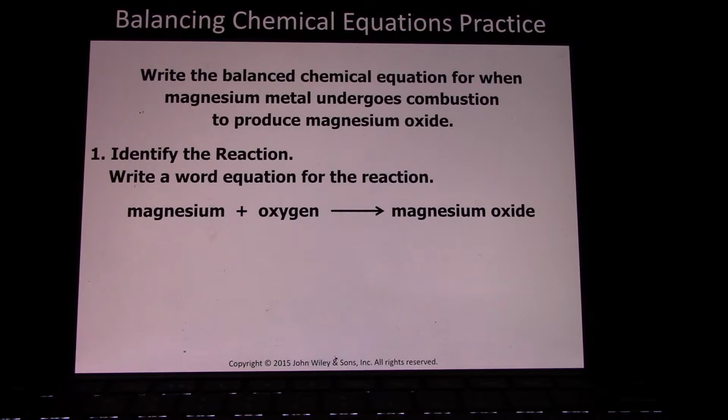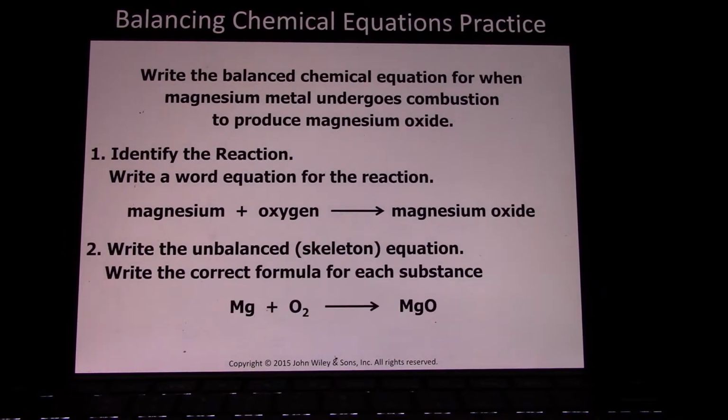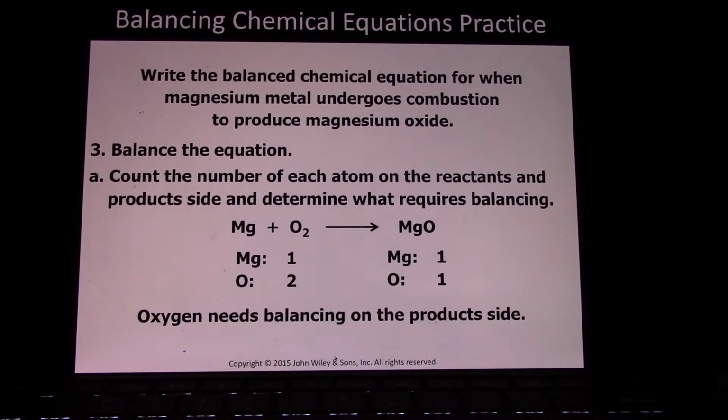So here, magnesium plus oxygen burns to produce magnesium oxide. And we have our skeleton equation. 1 magnesium on the left, 1 magnesium on the right. 2 oxygens on the left, 1 oxygen on the right, not balanced. So we'll put a 2 in front of the MgO.